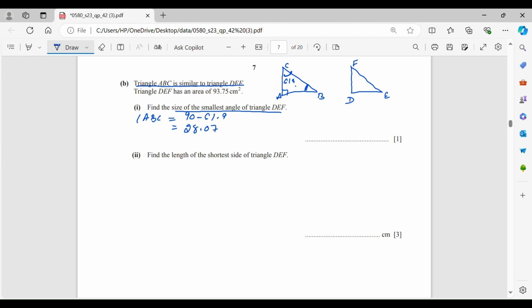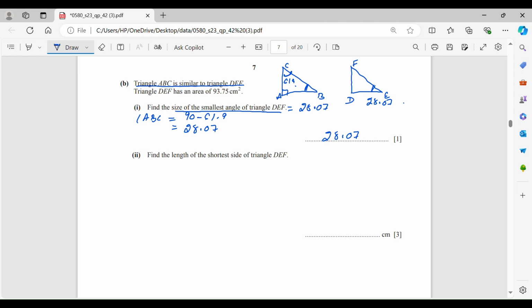28.07. So the smaller angle of triangle DEF will be equal to 28.07, because in similar triangles their angles will be the same. So this is our answer, 28.07, right? Find the length of the shortest side of triangle DEF.